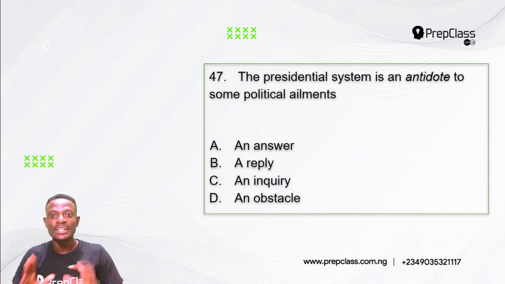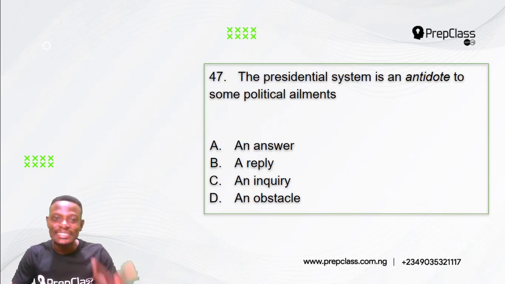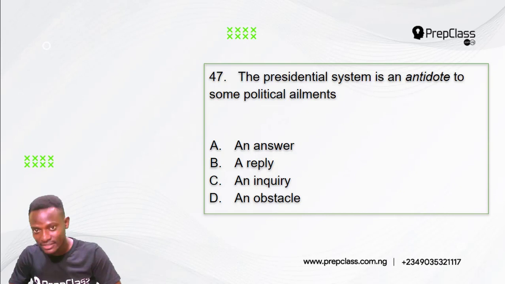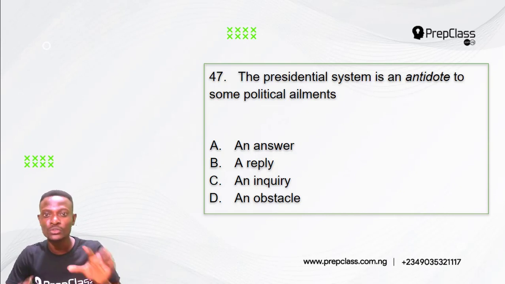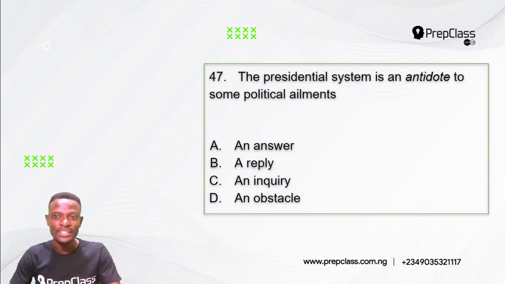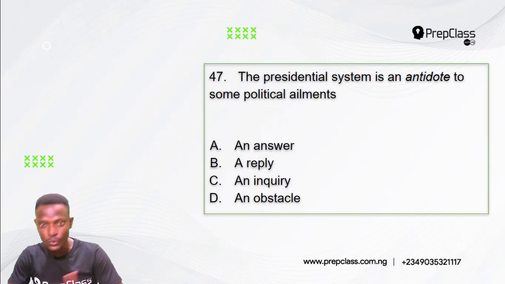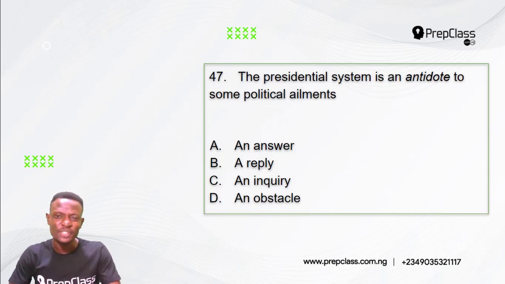The presidential system is an antidote to some political ailments. The word in italics says antidote. Remember, we have to select the option opposite in meaning to the word in italics. Option A, an answer. Option B, a reply. Option C, an inquiry. Option D, an obstacle. Which of these options is the opposite in meaning to antidote?